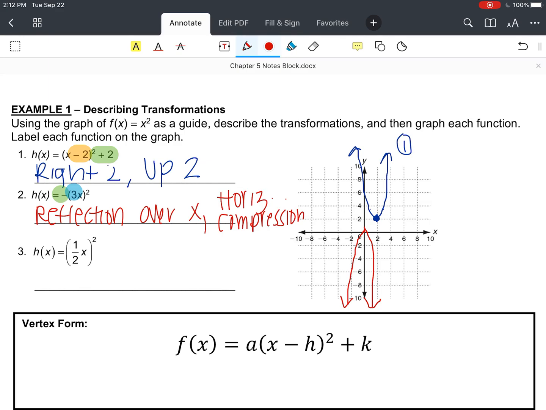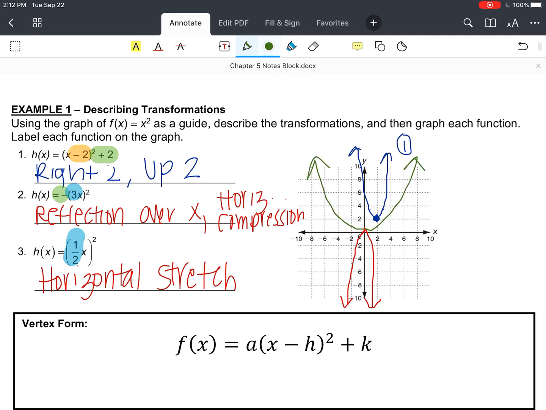Last one, number 3, all I see is the 1/2 in parentheses. So again, when it's in parentheses, that's a horizontal. This time it's going to be a horizontal stretch because it's a fraction less than 1. So a horizontal stretch means it's going to definitely be fatter than the original. I'll do this one in green. So it's going to be wider because it horizontally left and right got bigger. So that's our basic transformations.